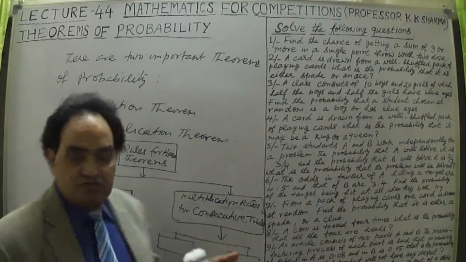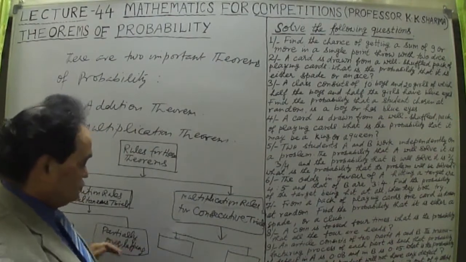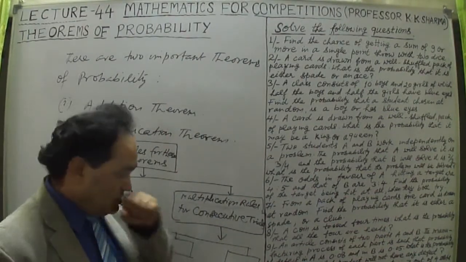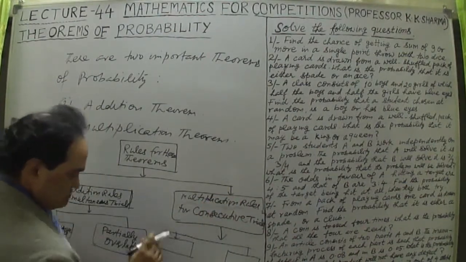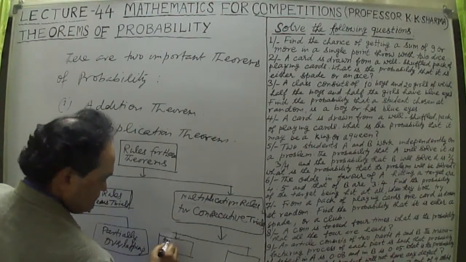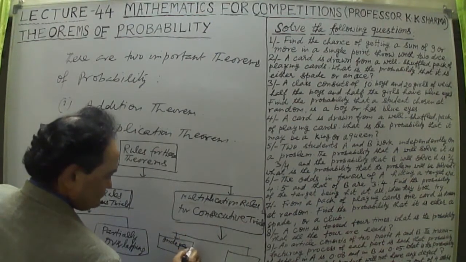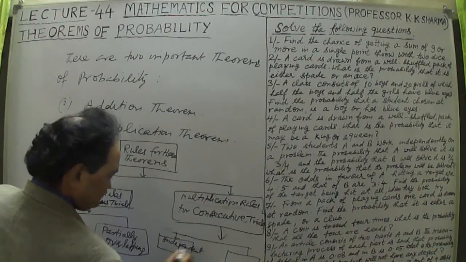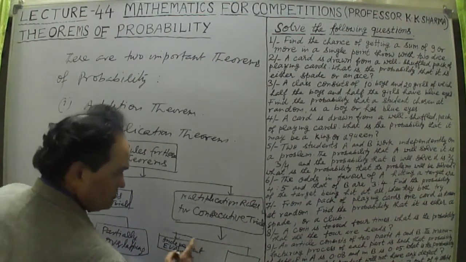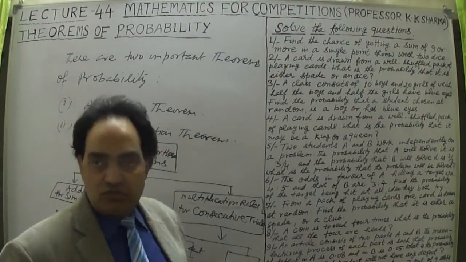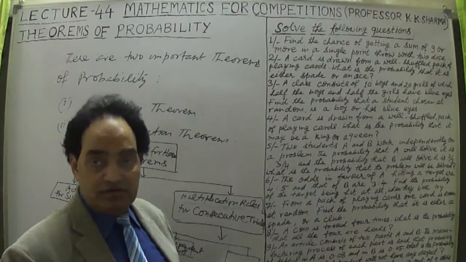For them, addition rules are applied, and in both cases there are four kinds of formulae used. Two types for addition, and two types of events for multiplication. First, I'll take independent events. Those consecutive events are independent events or trials. When two or more than two events are independent, when the occurrence of one event is not affecting the occurrence of another event, they are independent events.